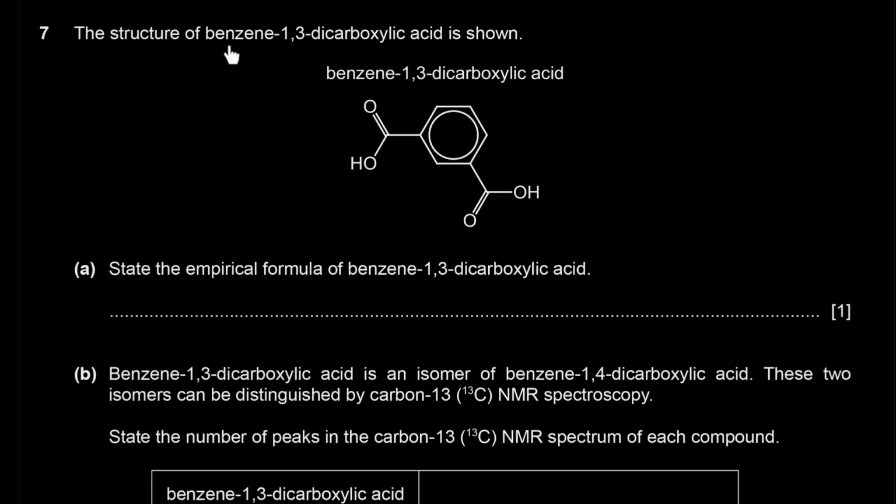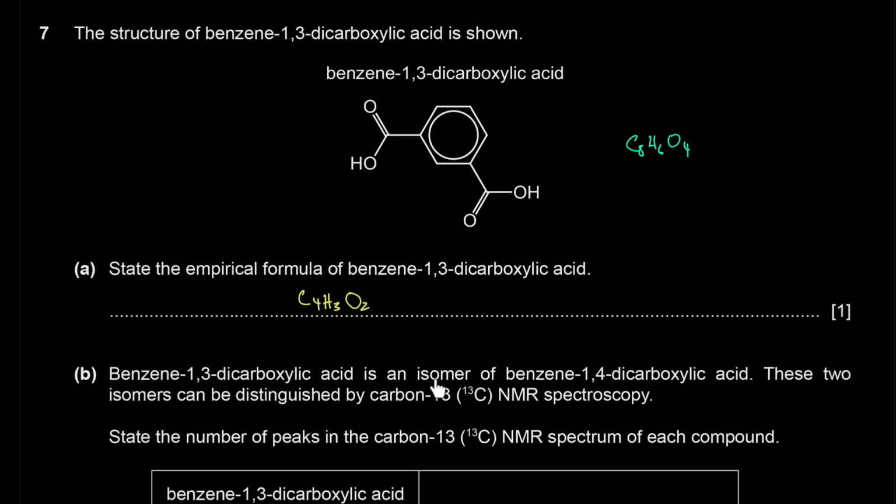The structure of benzene 1,3-dicarboxylic acid is shown. So here we have benzene 1,3-dicarboxylic acid. State the empirical formula of benzene 1,3-dicarboxylic acid. Now for the empirical formula, first let's just figure out how many carbons we have. We have 6 in this ring and then 7, 8. So we have C8. How many hydrogens do we have? 4 on the ring and then 5, and then 6. So we have H6, and then we have 4 oxygen, so O4. So what's the empirical formula here? The empirical formula here would be C4H3O2.